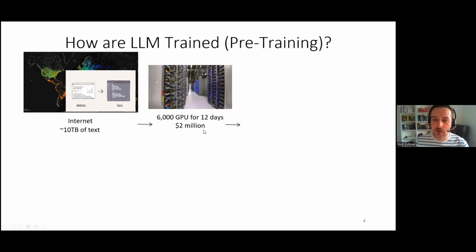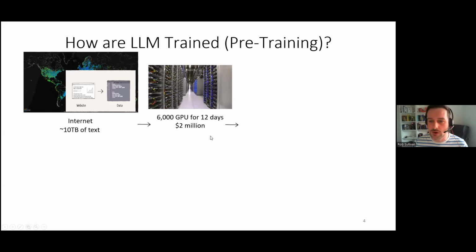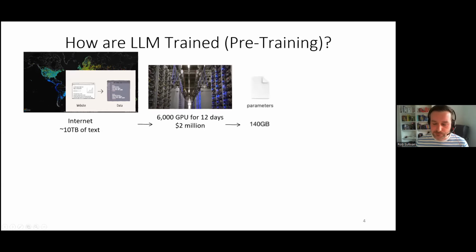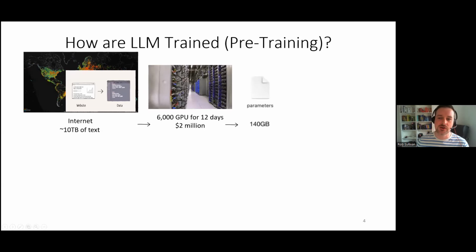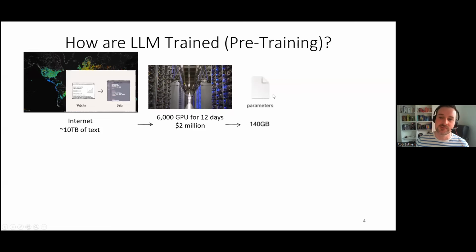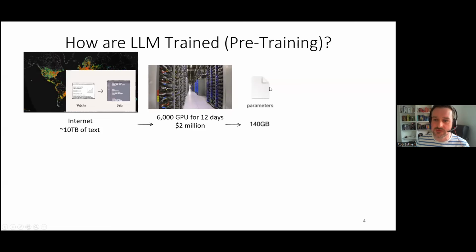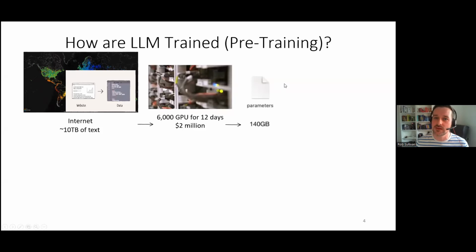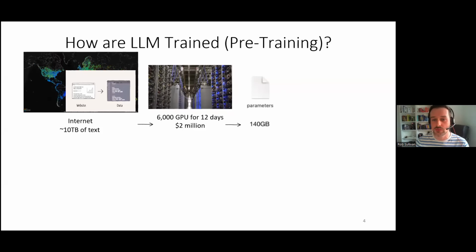And after all of this intense work, we get this parameters file, which you can think of as kind of like the zipped file version of that 10 terabytes of text. But it's not so much the exact copy of the text, it's more so how that text influences the parameters, which I'll go into now in detail.